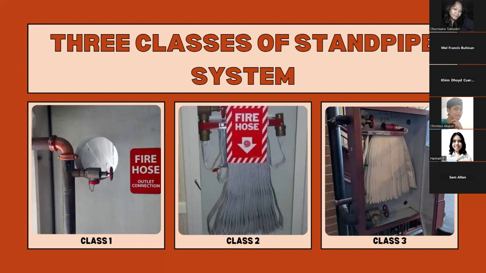So the last class is the class 3 standpipe system. It is designed solely for use by building occupants. It is a smaller scale system often found in smaller buildings or areas where professional fire department access might be limited. The primary purpose of class 3 standpipes is to allow building occupants to attempt to fight a small fire until the fire department arrives.